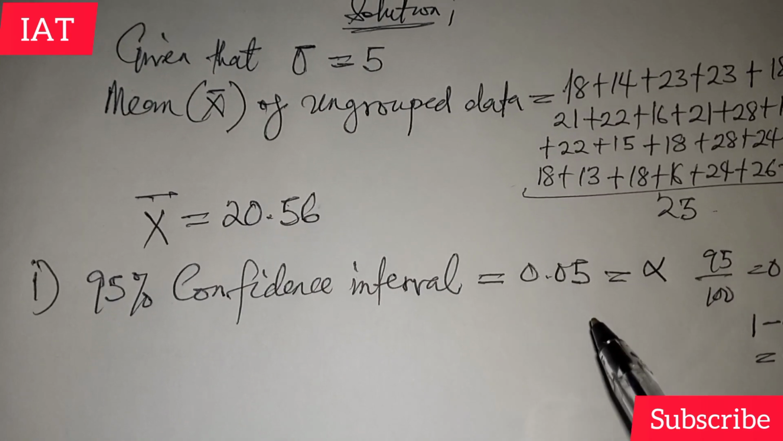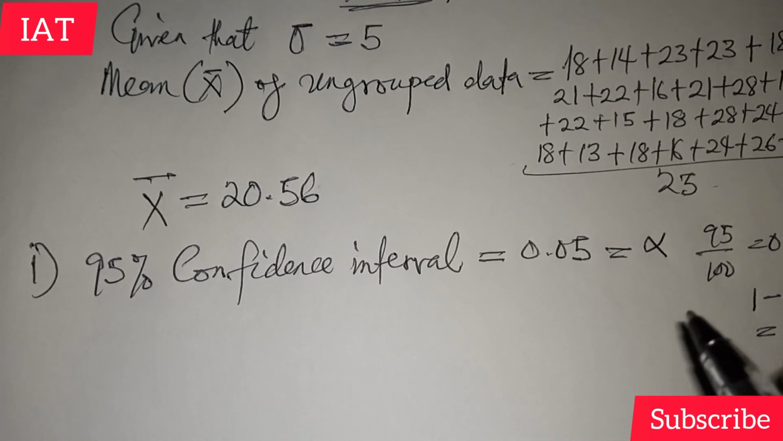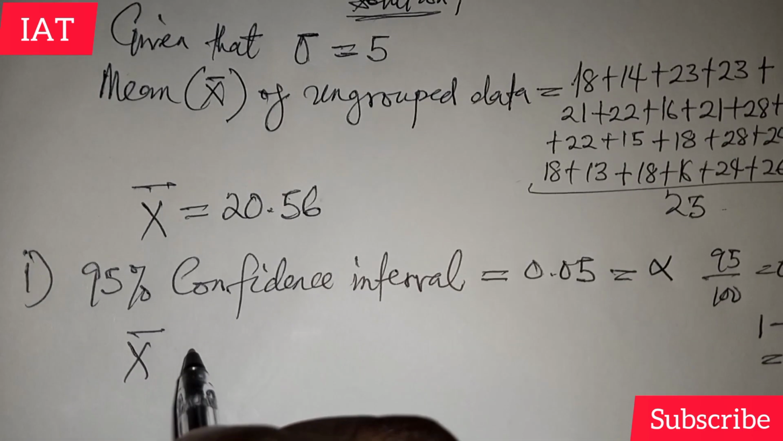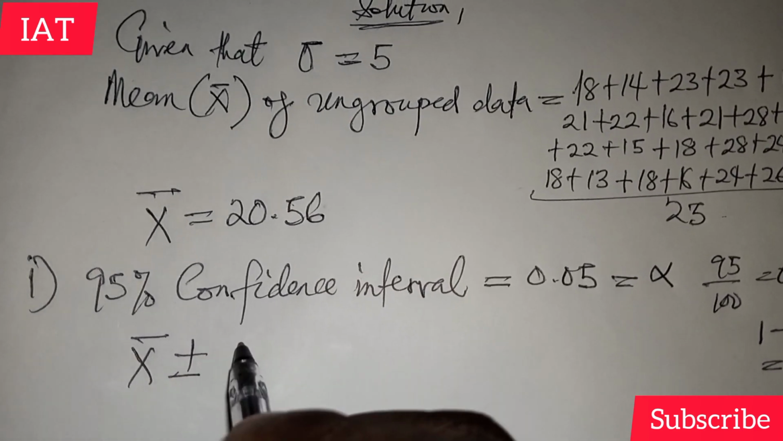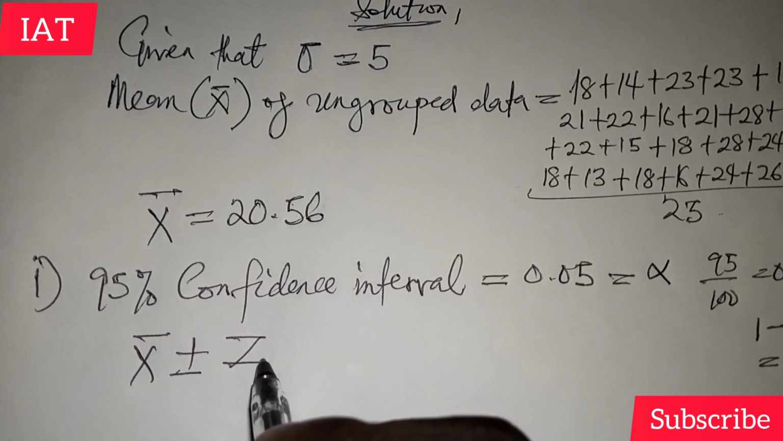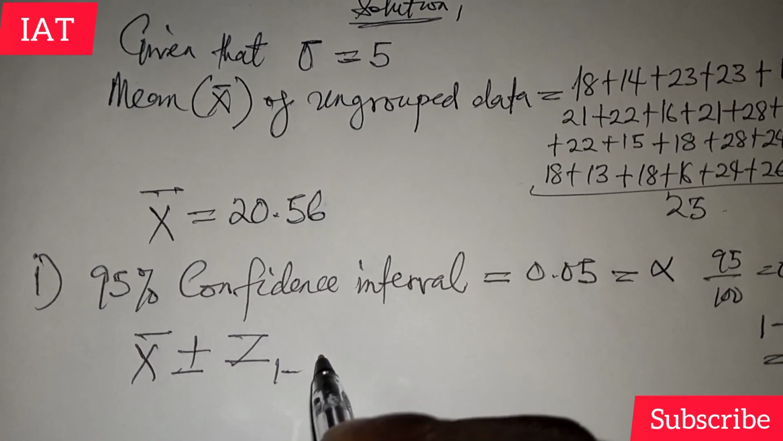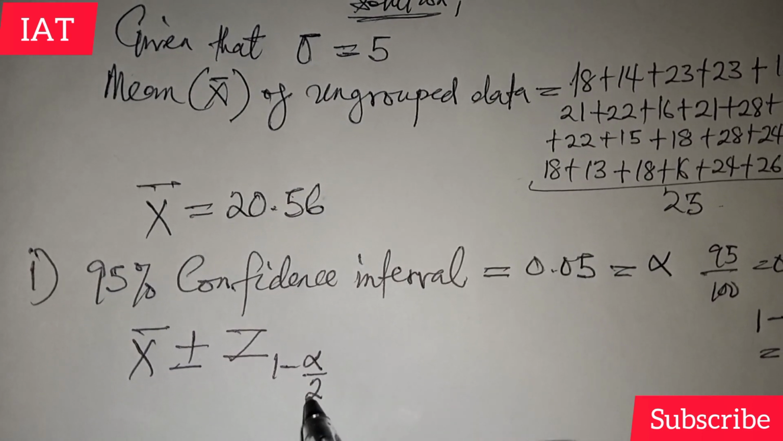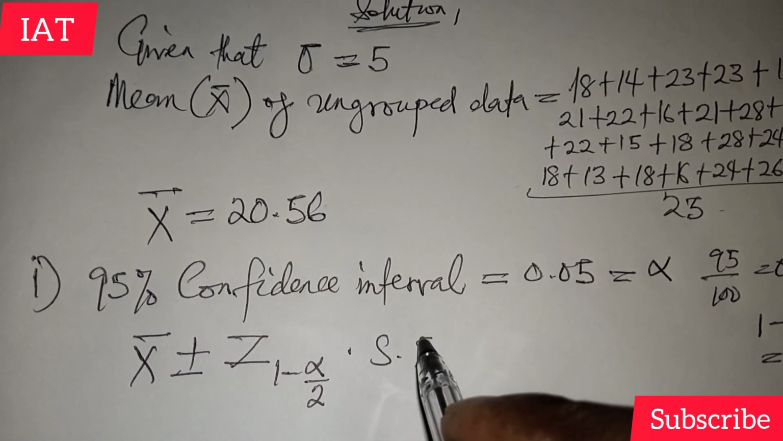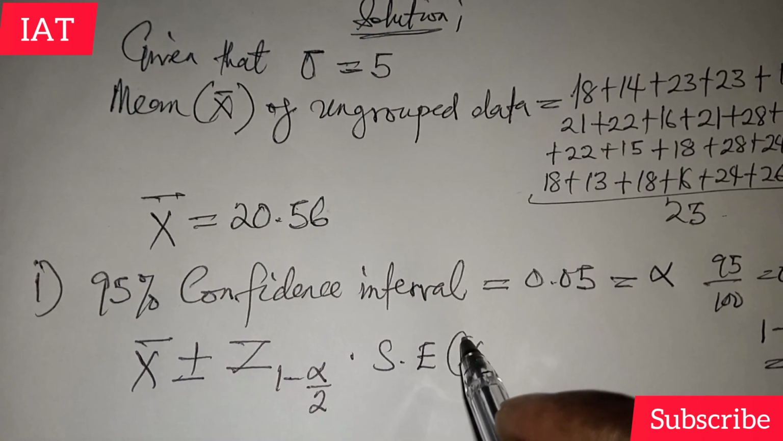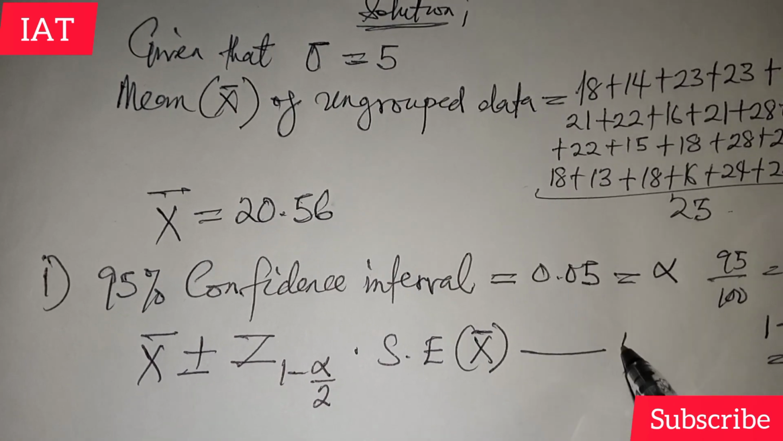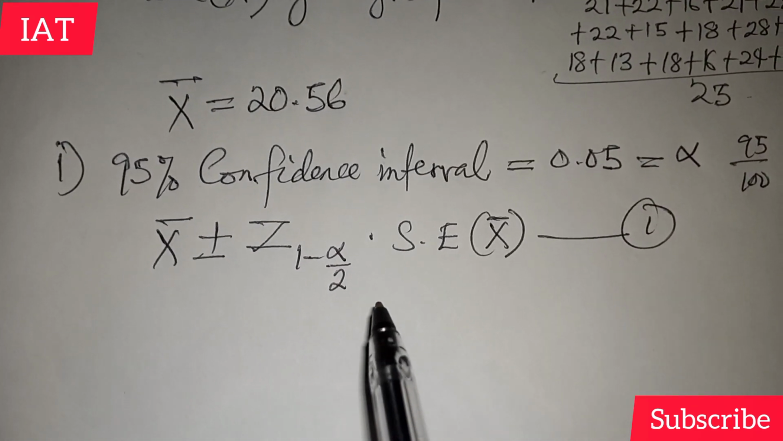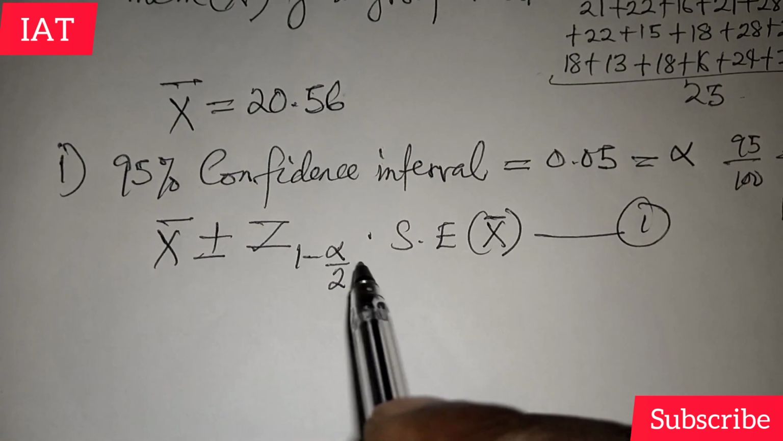What are we supposed to do now that we've gotten this? We have to introduce this formula, which is the mean plus or minus the z of 1 minus alpha over 2, where alpha is the confidence interval complement, times the SE, times x bar. Let's term this our equation 1. This is the formula we're supposed to use, and then we're going to define all these properties.